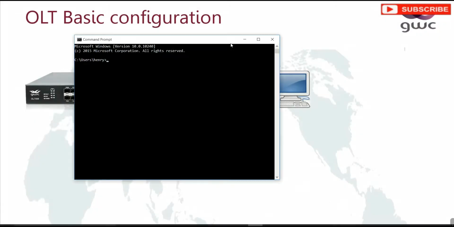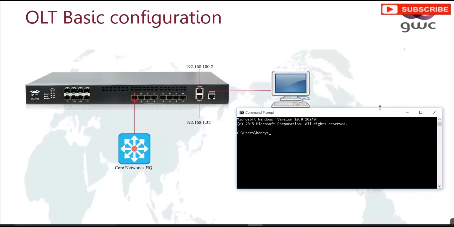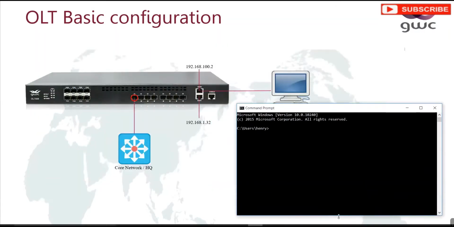Now check if you're able to access the OLT on the back office network. Remove the LAN cable connected to management port 2 and try to telnet to 192.168.15.222 using Wi-Fi connection. If successful, let's proceed to the next configuration.